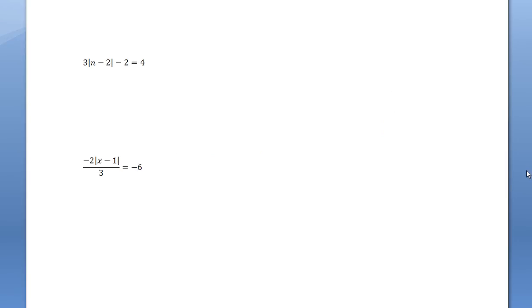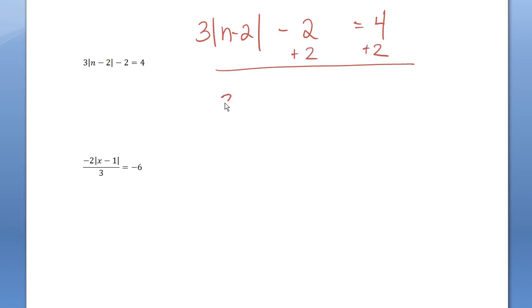Let's take a look at this one. I honestly can't remember how many of these can work out and how many it can't. So it may happen again. I'm going to rewrite my problem here because I like rewriting my problem. Okay, I'm going to add 2 to both sides, draw a line, do my answer. 3 times the absolute value of the quantity n subtract 2 is equal to 6.